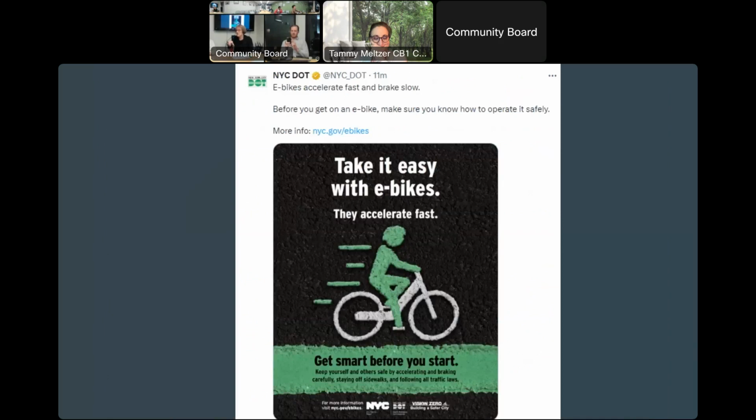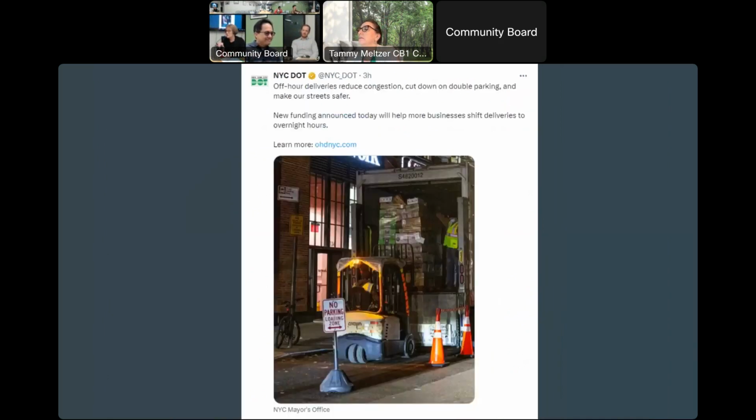DOT is pushing some education around e-bikes and saying, watch out, because sometimes they speed up faster than you'd think, and they are assuming some of the crashes into pedestrians are probably due to that. The riders really don't understand the rapid acceleration. Just like with cars, same issue.